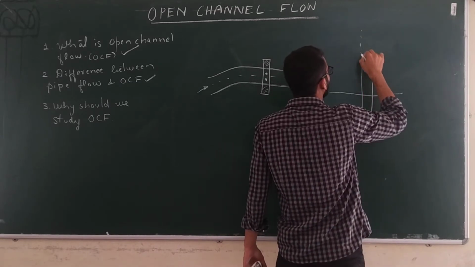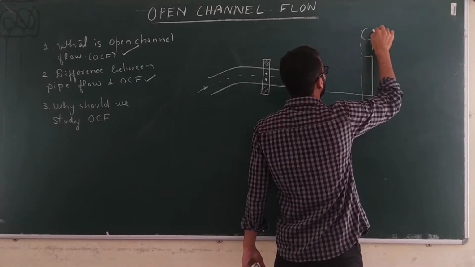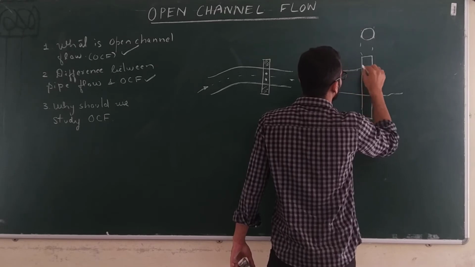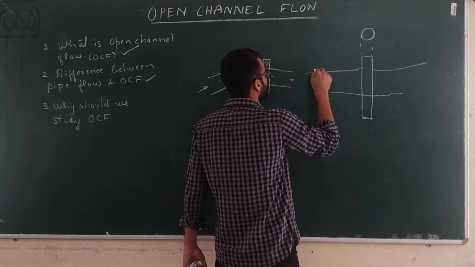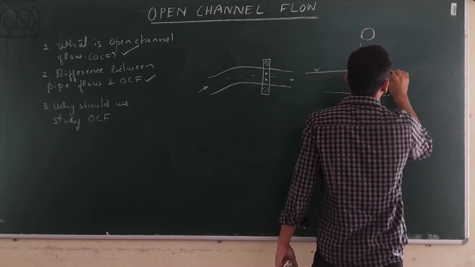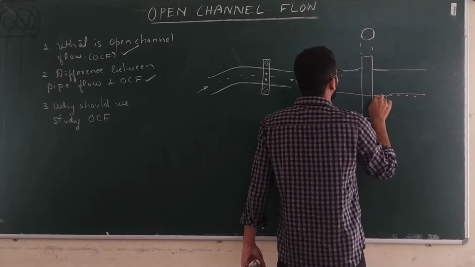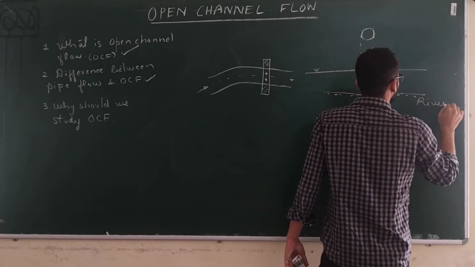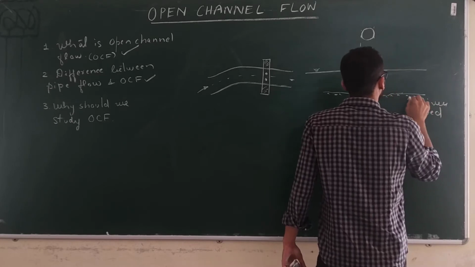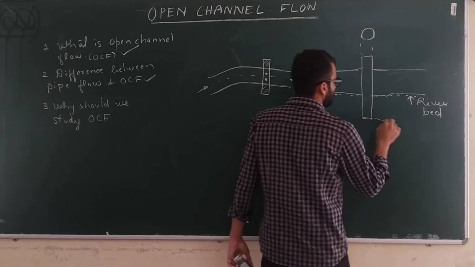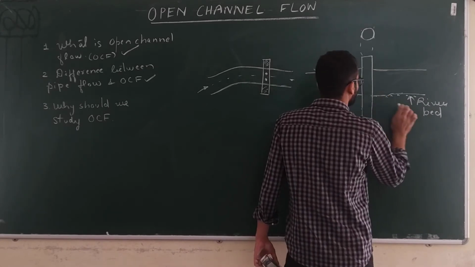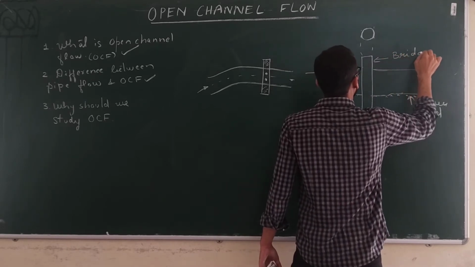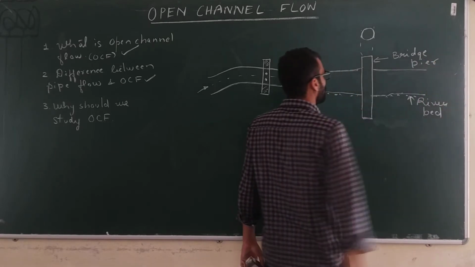So this is your bridge pier, maybe it is a circular pier. From the plan it will look like this, a circular pier. Now water is flowing like this. So this is the water level, suppose. This is the river bed. This is your bridge pier.